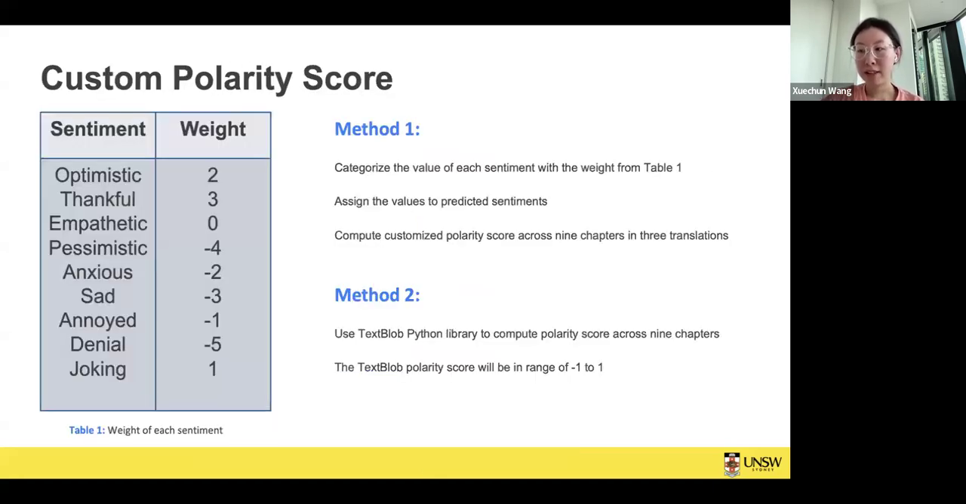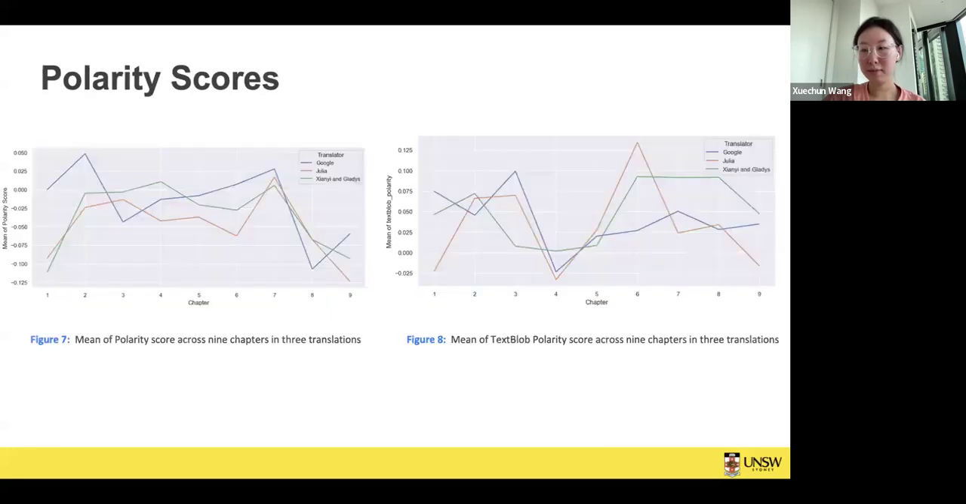We also aim to evaluate whether the sentiment of each chapter in the 3 translations is positive, negative, or neutral. Therefore, we visualize the mean of the sentiment polarity score in the 3 translations by 2 methods. The first method is to customize the weight of the sentiments to compute the polarity score. The second method uses the TextBlob Python library to compute the polarity score across the 9 chapters. Observing figure 7, it's interesting to note that the mean of the polarity score across all chapters is mostly negative, except for the Google Translate translation. This demonstrates that the 2 human expert translations have a similar overall understanding of the original text from the sentiment perspective. However, the polarity score of Google Translate's version deviates from the 2 human expert versions.